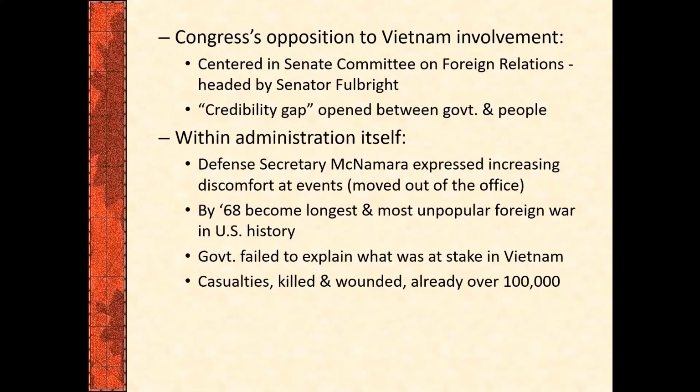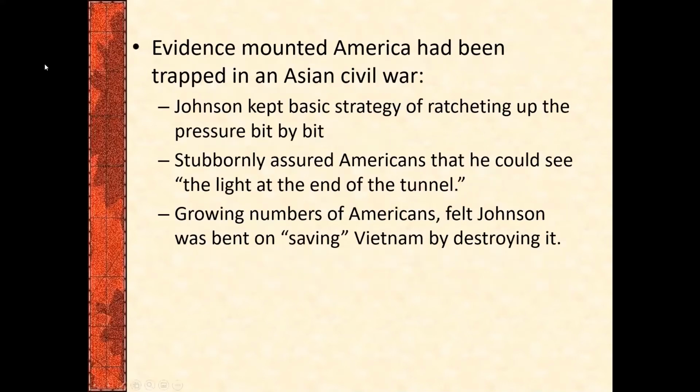And so by 1968, the Vietnam War had become the longest and most unpopular war in U.S. history, because we've been involved in this since 1954. And so the government had failed at multiple levels, but one of those levels was explaining to the American people what was actually at stake in Vietnam. And so by 1968, your casualty count is already sitting at over 100,000. And so that leads then into the evidence that the Americans had been trapped in an Asian Civil War.